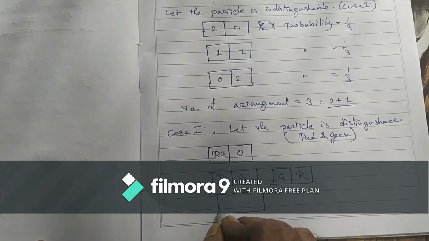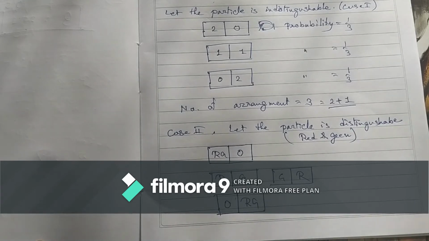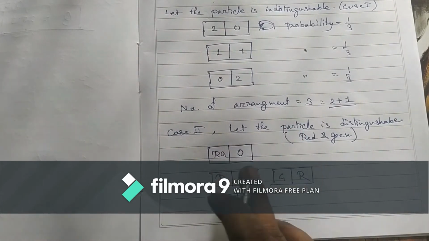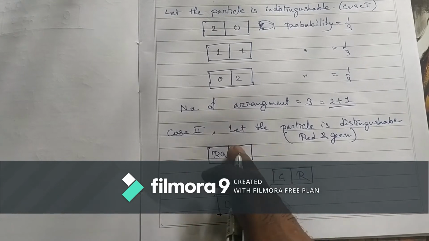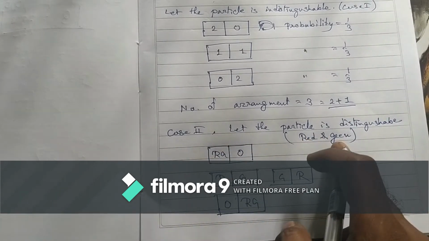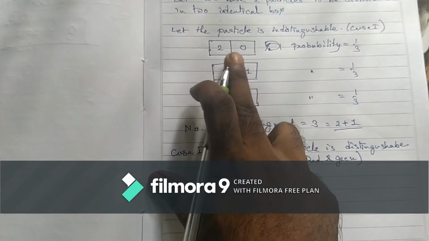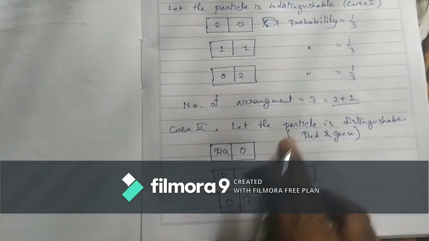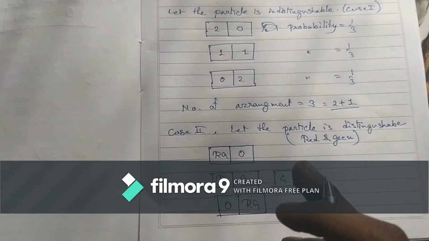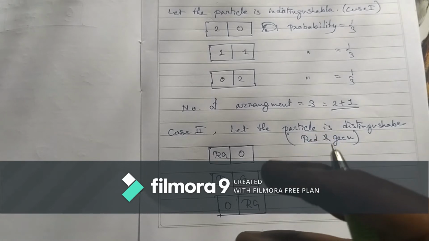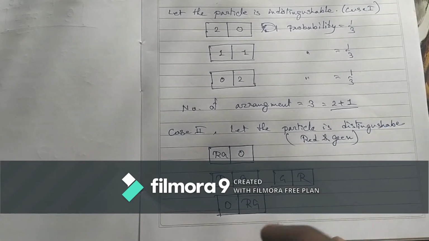Or you can put zero here, and red and green there. So in the case of distinguishable particles, we have 4 arrangements, or 4 states, in which we can distribute them. But in the indistinguishable case, we have only 3 states. In the distinguishable case we have 4 states, because we can distinguish the two balls by their color. That's why such particles are known as distinguishable.